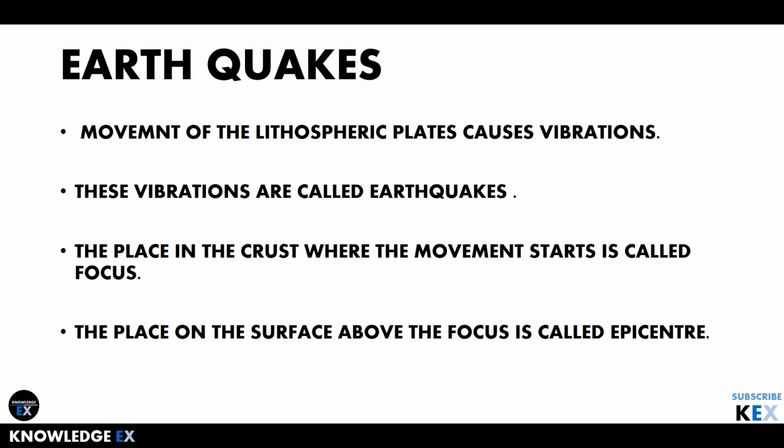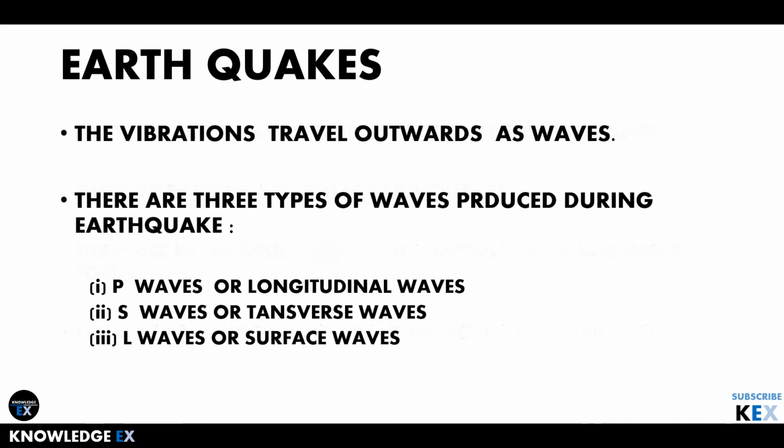And the place on the earth's surface above the focus is called the epicenter. The epicenter is the place where the vibrations appear for the very first time. The vibrations produced during the earthquake travel outwards as waves, and the waves generated during an earthquake are of three types: P waves, S waves, and L waves.